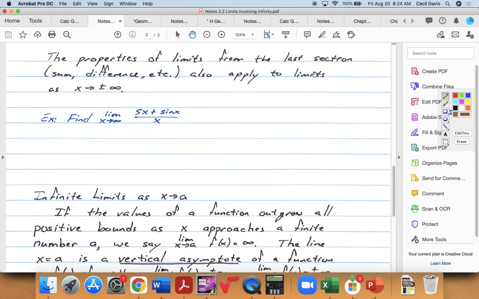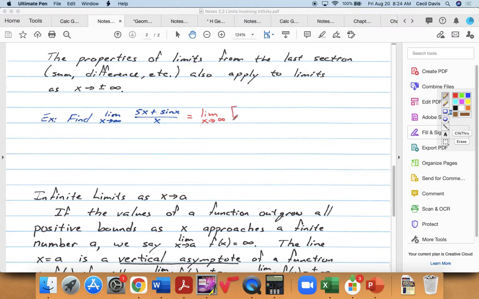So the properties of limits from our last section, the sums, differences, multiplication, all that stuff, also would apply to limits as x goes to either positive or negative infinity. So for example, on this problem, we can rewrite this as the limit as x goes to infinity of 5x over x plus sine of x over x.